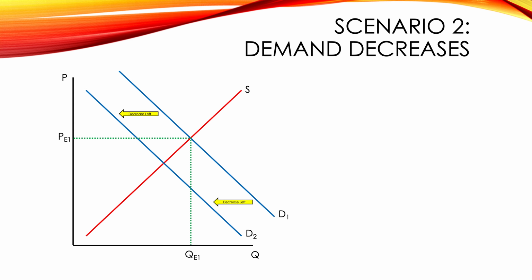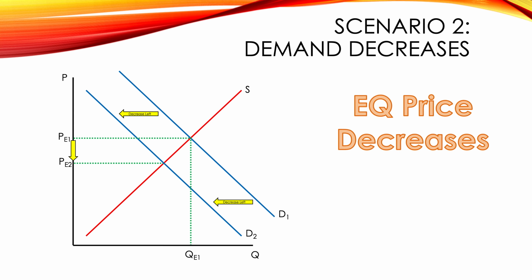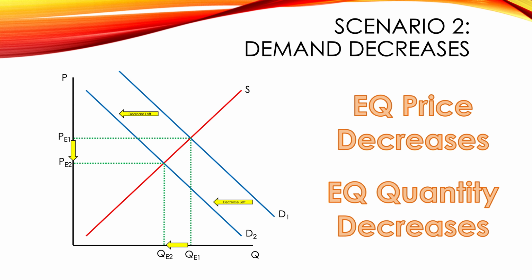D2 is to the left of D1, we're going to have a market equilibrium price that is lower than what it was before, and a market equilibrium quantity that is lower than it was before. So this is just the reverse of scenario 1. If demand decreases, price and quantity both decrease.